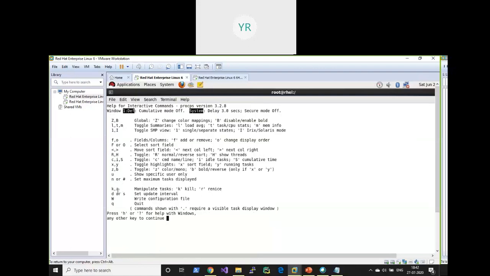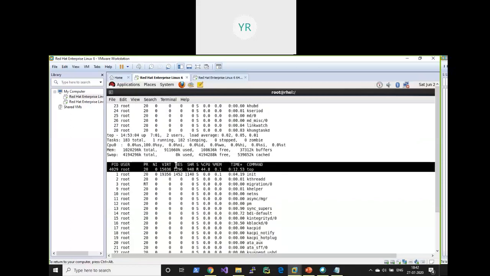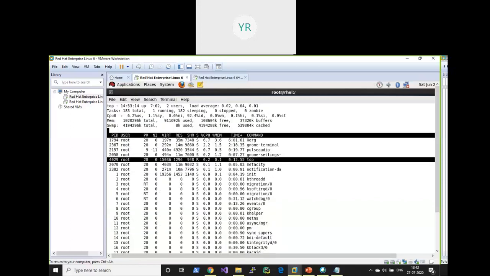Again, if you use K, you can kill a process also. If I use option K, it will ask which process you want to kill. It asks for the PID to kill. If you give the PID of any of these processes, it will kill it. Suppose I give 4029. Sorry, something with my keyboard. Okay, 4029. What is the process with that PID? It is the top command. So enter. I'm killing that top command.